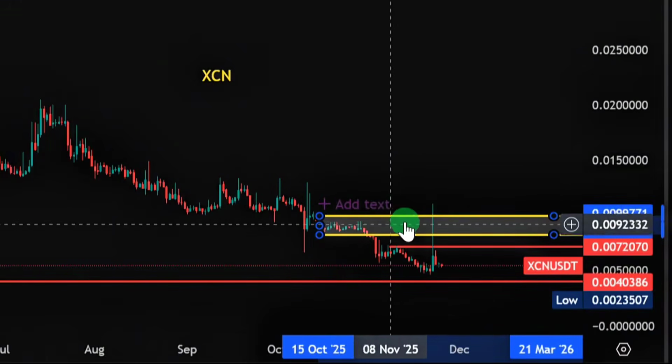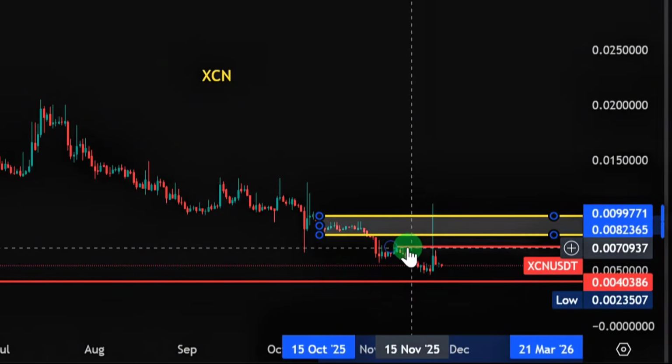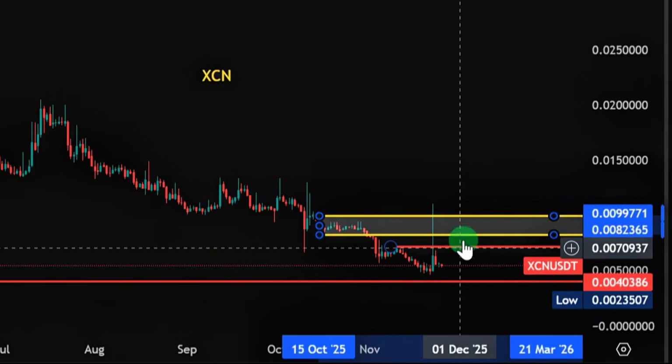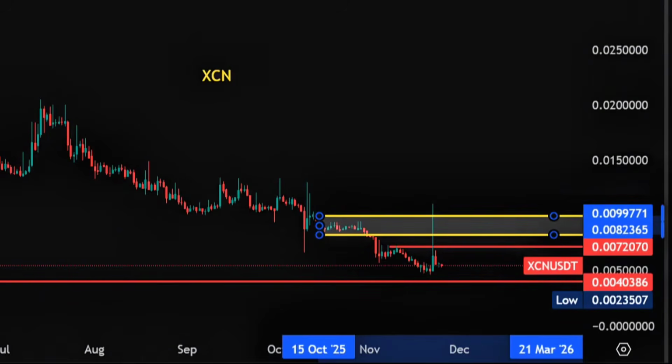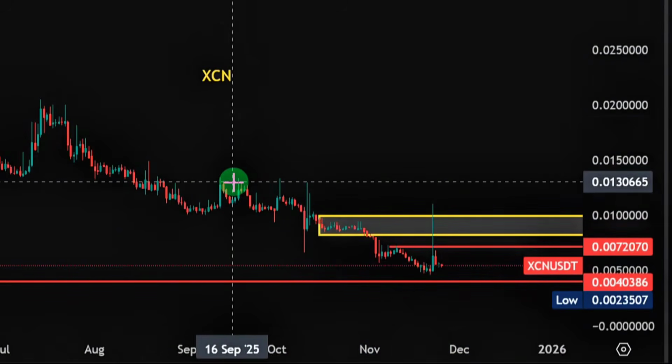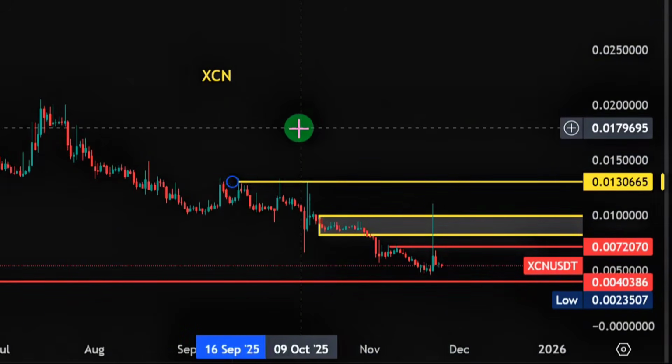The moment this zone is taken out, we should expect a pullback which is likely to retest the liquidity area around the zone of 0.0070 for the price of XCN. After that, we should expect a bounce reversal, taking us straight to the previous resistance zone of 0.013 for the price of XCN, which is 1 cent, guys.